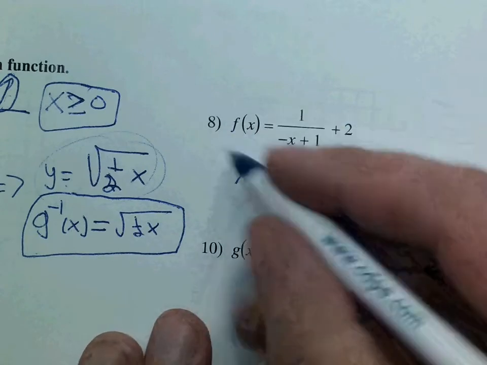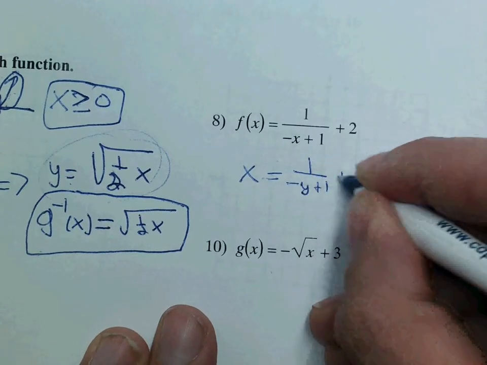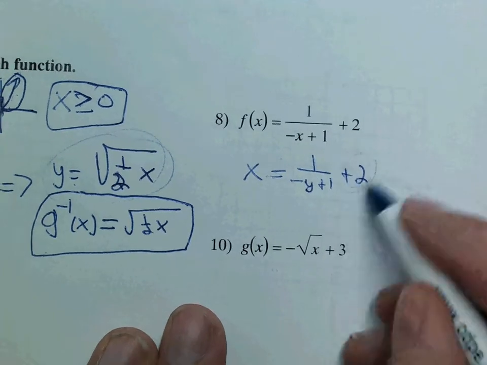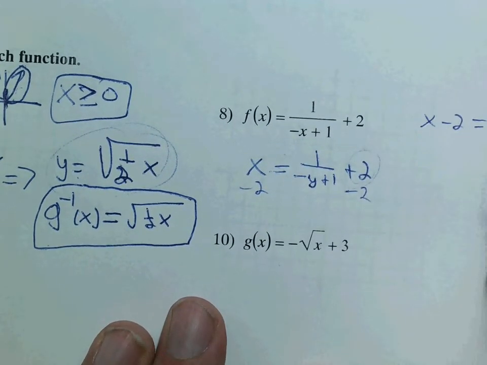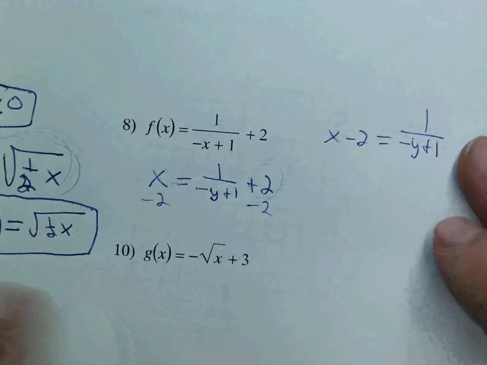All right, on to this next one. f of x becomes x equals 1 over (negative y plus 1) plus 2. Now we need to solve for y. The first thing we should do is get rid of this 2, move it to the other side. And so we get x minus 2 equals 1 over (negative y plus 1). All right, now this is a little bit weird.